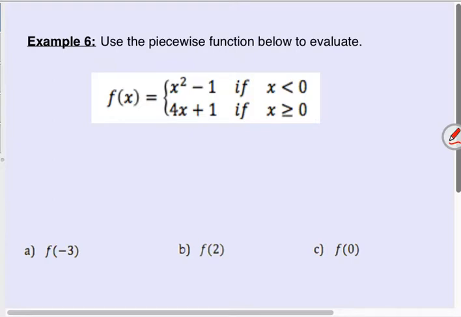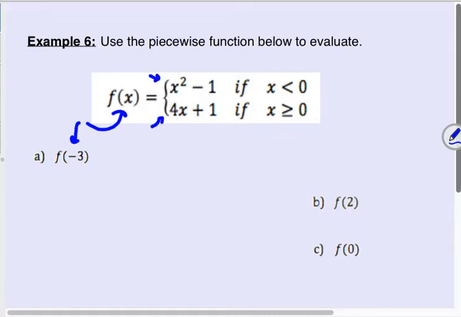I want to evaluate this piecewise function at some values here. First one is f of negative 3. Now what that means is I'm going to plug negative 3 in to this function. I don't plug it into both of them.